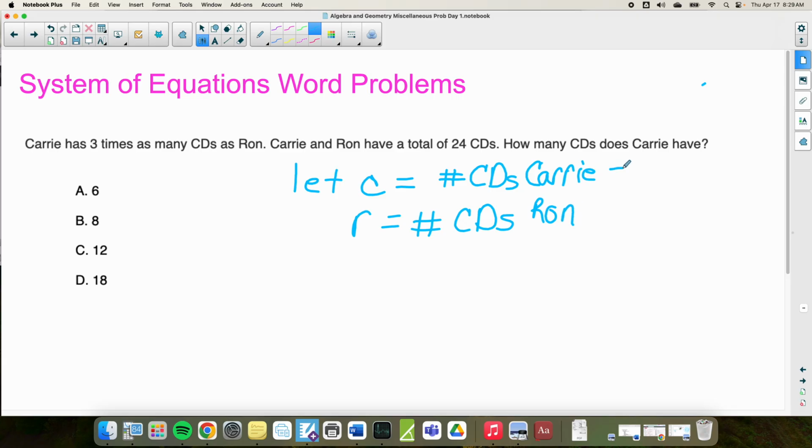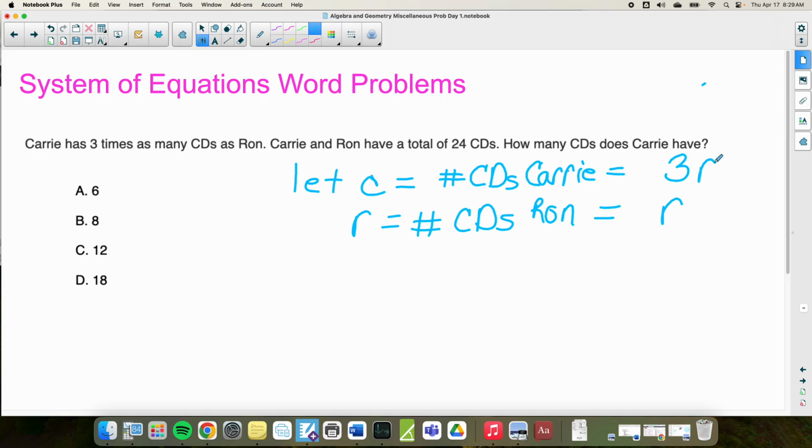Okay. Now we have to write an expression for each of these. And when you think about this, it says Carrie has 3 times as many as Ron. So Carrie's is being compared to Ron's. So I would let Ron just be R, okay? And then Carrie's would be 3 times R. Do you guys get that? Okay.